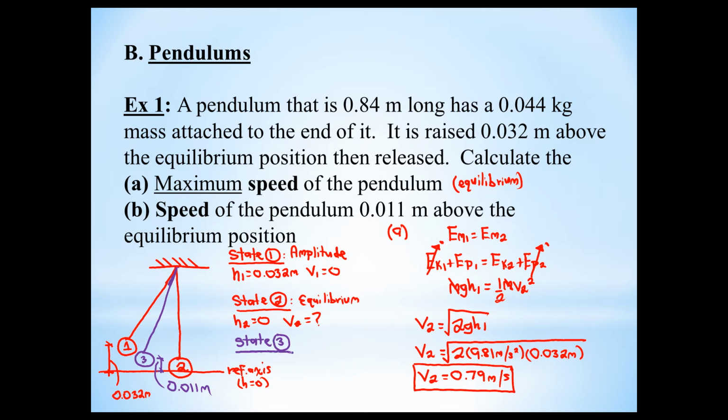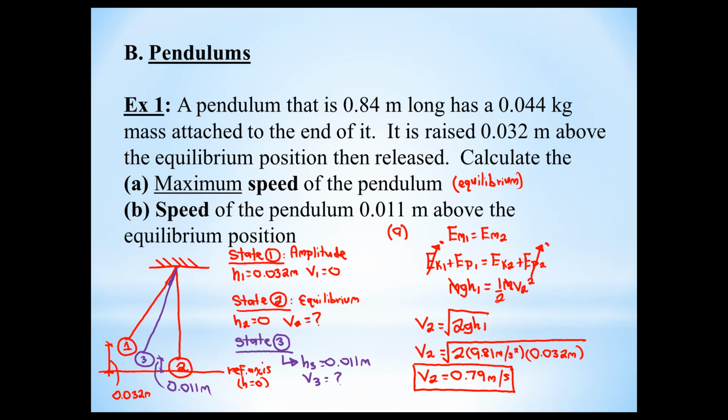So you need to be cautious here because at an in-between state, you actually have both potential energy because you have height. So we can say height 3 is 0.011 meters. And then we also have V3, which is what we're trying to calculate. So we have kinetic energy as well.